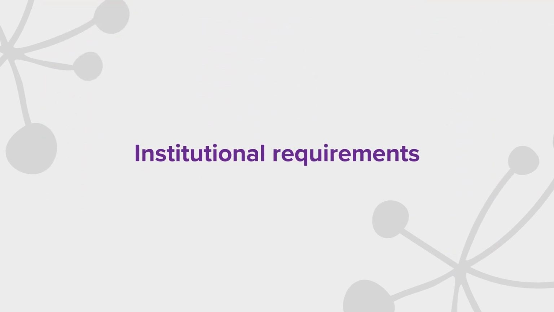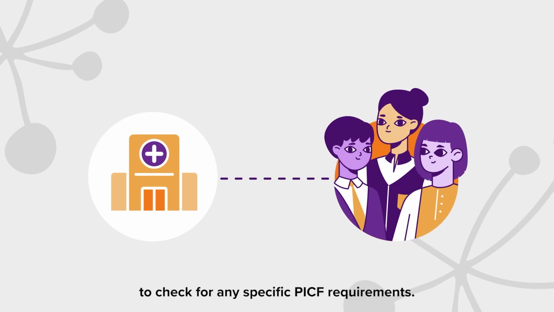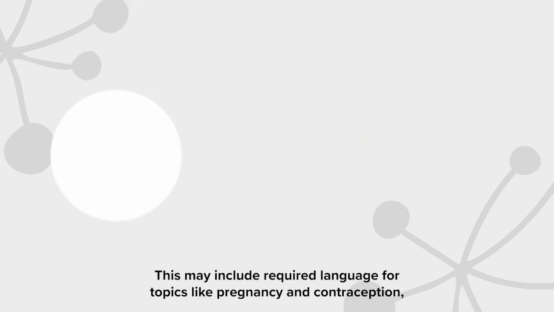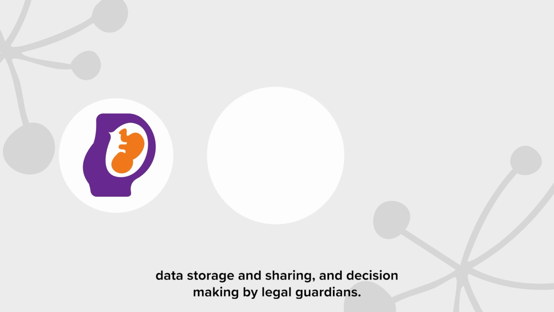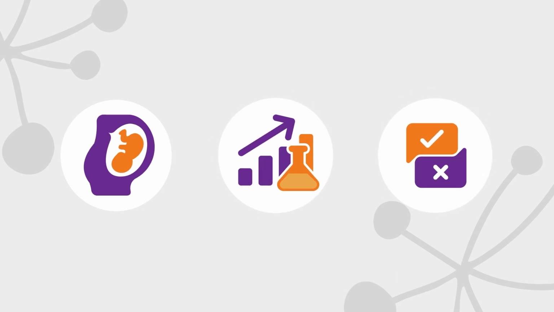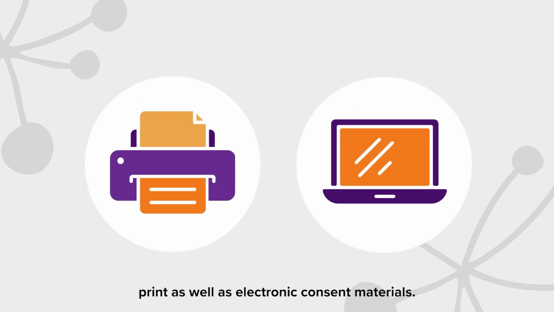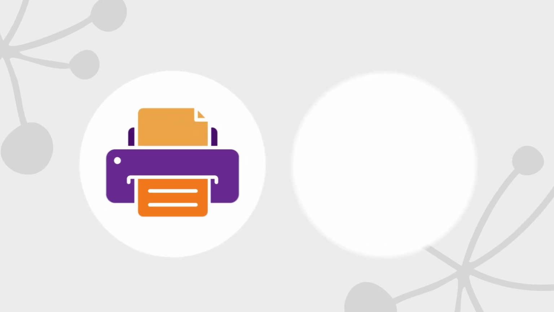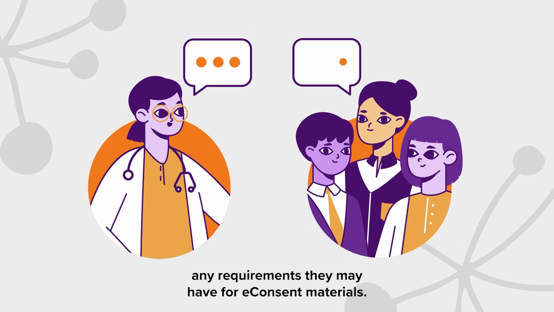Institutional requirements. Touch base with your institution and ethics review body to check for any specific PICF requirements. This may include required language for topics like pregnancy and contraception, data storage and sharing, and decision-making by legal guardians. The InFORMed template can be used to develop print as well as electronic consent materials. Speak to your ethics review body to understand any requirements they may have for e-consent materials.